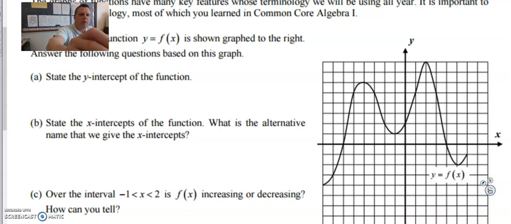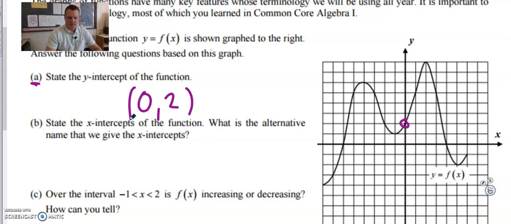So don't worry about what the equation is, but you have to be able to interpret the graph based upon its representation. So A wants you to find the y-intercept. So of course the y-intercept is where it goes through the y-axis. So the y-intercept of the function is (0, 2). That's the y-intercept. Okay, x is always 0.